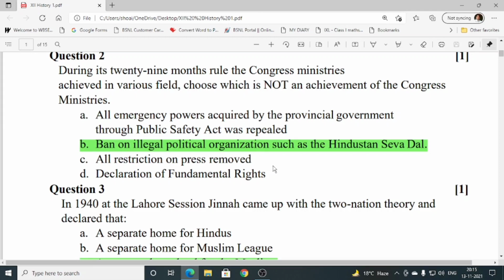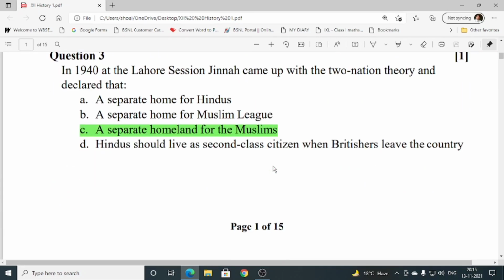Now let us move on to question number 3. In 1940 at the Lahore session, Jinnah came up with the two-nation theory and declared which among the following? C, separate homeland for the Muslims.